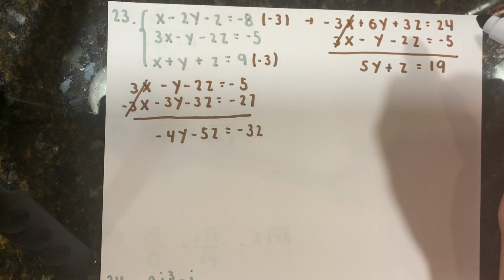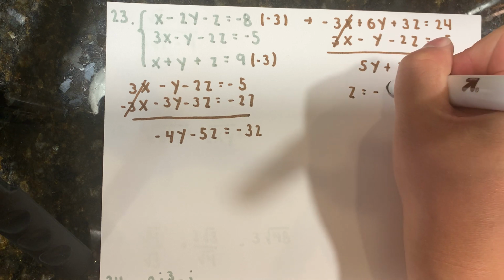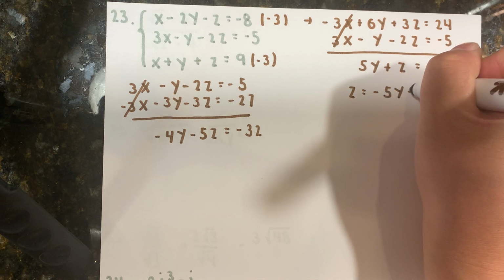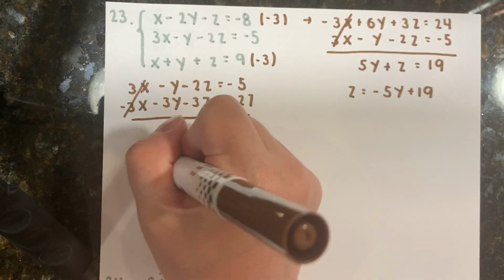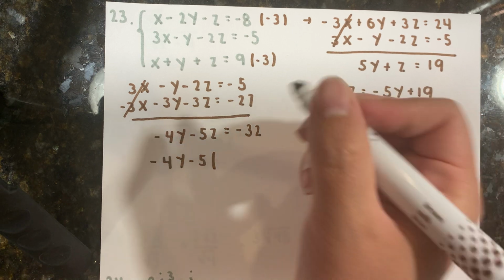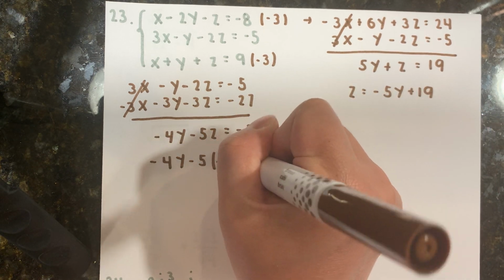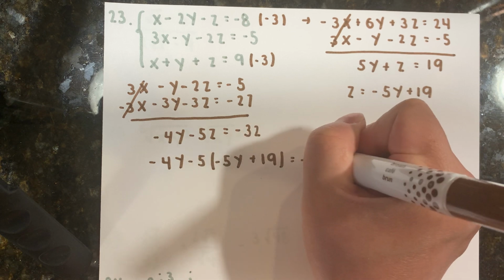Now I'm going to do either substitution or elimination. I'm going to choose substitution. I'm going to solve for z in this equation, making z equal to negative 5y plus 19, and I can plug that into this equation. So negative 4y minus 5 times negative 5y plus 19 equals negative 32.